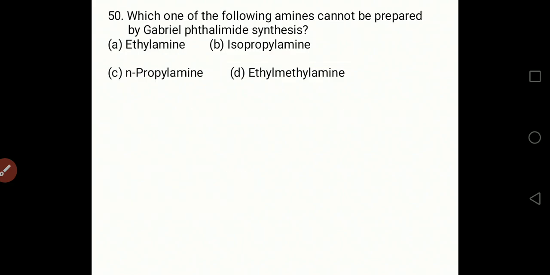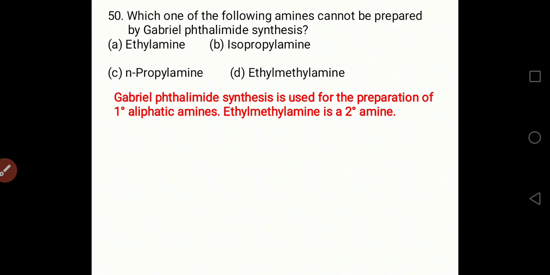50. Which one of the following amines cannot be prepared by Gabriel-Thallimer synthesis? So remember, Gabriel-Thallimer synthesis is used for only primary amines that we know. So secondary amine it cannot prepare. So this is primary amine, this is primary amine, this is primary amine, but D is secondary amine. So the answer for this question is D.